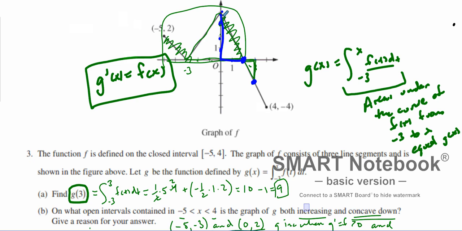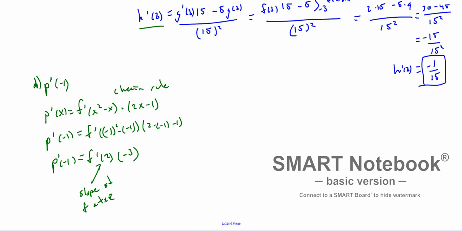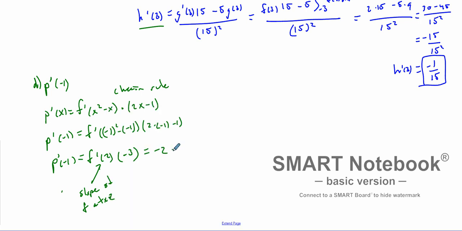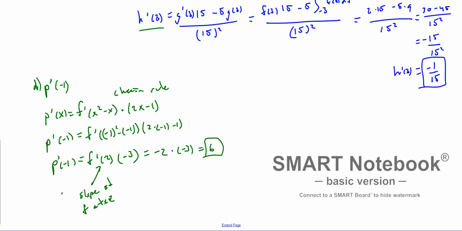Well, we have 1, 2, 3, 4. So rising 4, running 2. But this is going to be going down. So it's going to be rise over run, so it's going to be -2. So in this case, we know that f prime of 2 equals -2, along with all the other values in this. So we'll come back down here, and we'll have this right there. So this is going to equal -2 times -3, which gives us 6. So p prime of -1 appears to be 6.